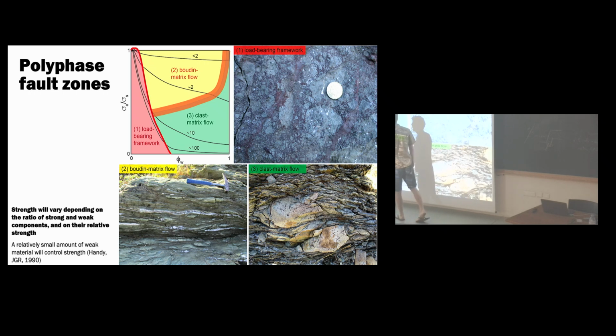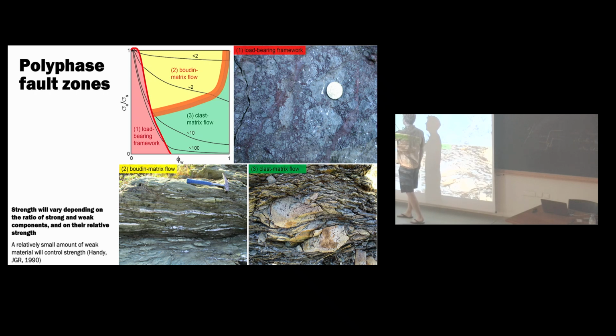One is basically the strength relative to the strongest material. So here it's the strongest material. Here it's much weaker. And if you've got very little weak material, you basically have this sort of interconnected framework of the strong stuff. You have little patches of clay in red, but otherwise it's a breccia. It behaves like a cataclasite, behaves frictionally.